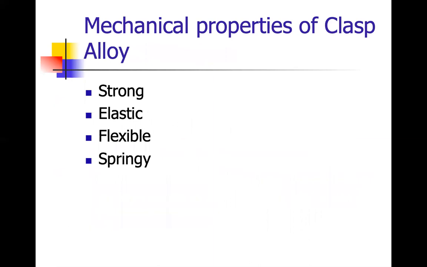The mechanical properties of clasp alloy are: it should be strong enough to resist permanent distortion, elastic enough to regain their original shape, flexible enough to spring over the bulbous parts of the teeth, springy enough to apply the force required to hold the denture.